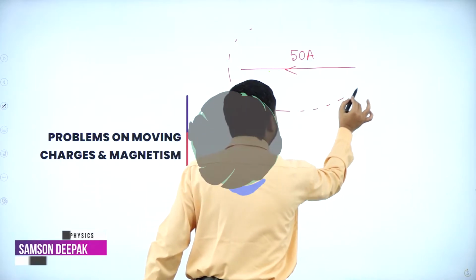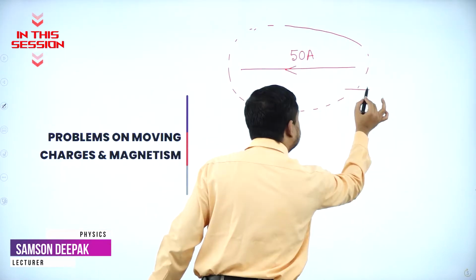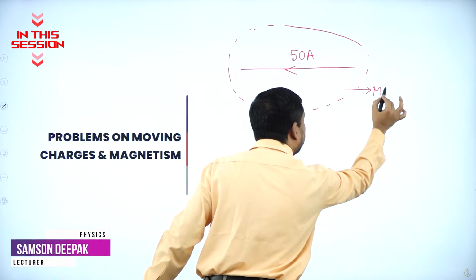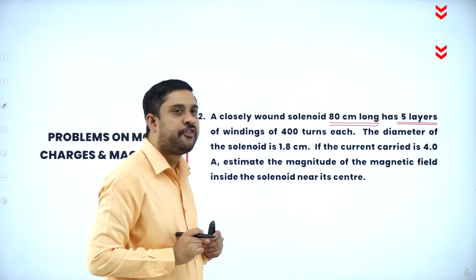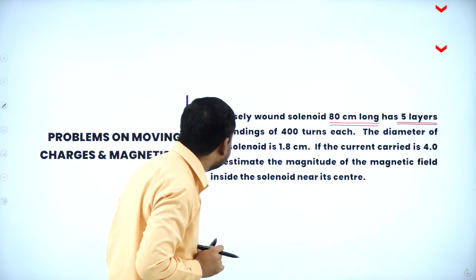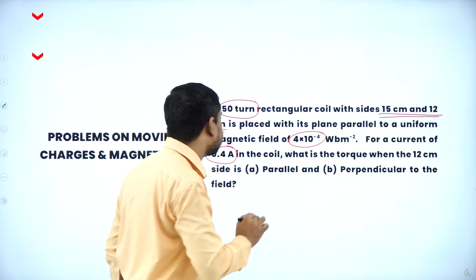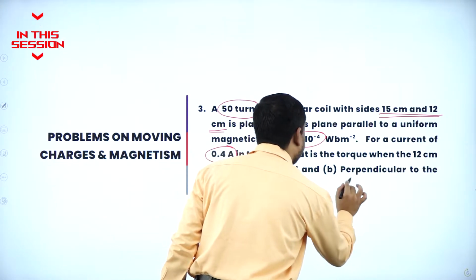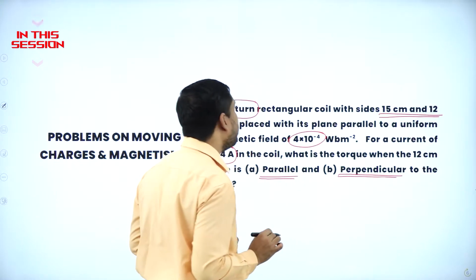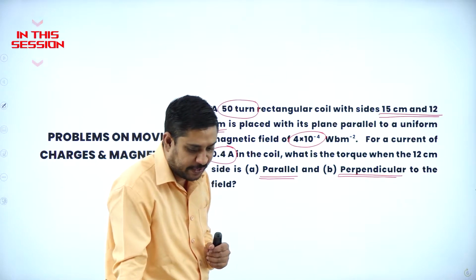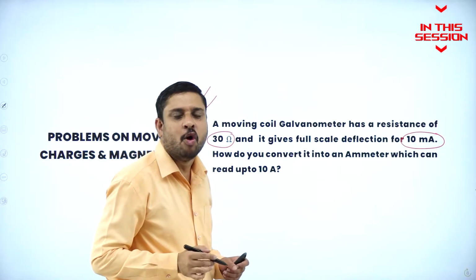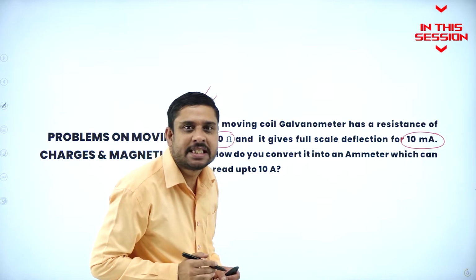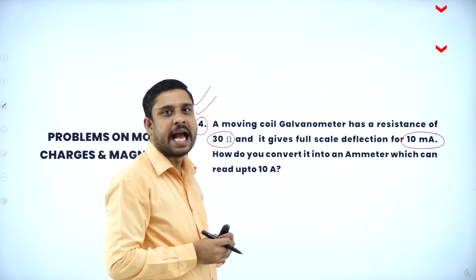A magnetic field is created around this wire. The solenoid has 5 layers of windings. The 12 centimeter side is parallel and perpendicular to the field. So current flowing through the galvanometer is 10 milliamps.